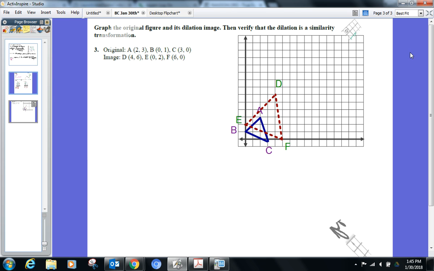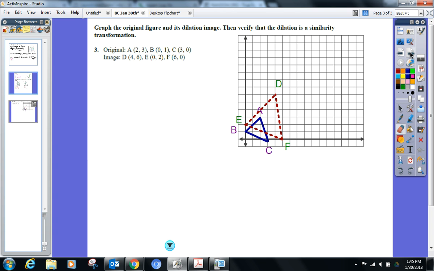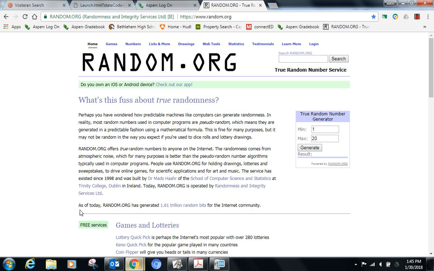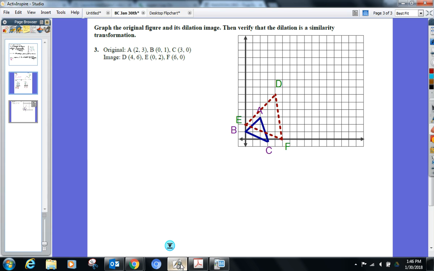All right, here we go. Go ahead and graph both if you haven't done so already. A, B, C, D, E, F. Is a similar transformation. So I'm going to try to prove these two triangles similar to each other. How am I going to do it? Because I don't think angle is going to work on a graph. How am I going to show these two triangles are similar to each other?